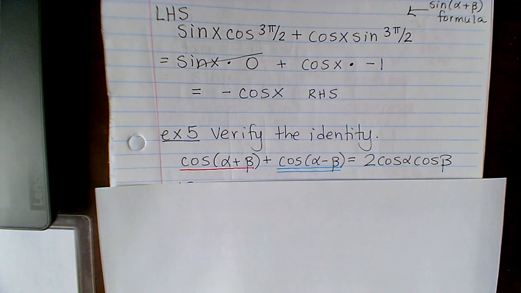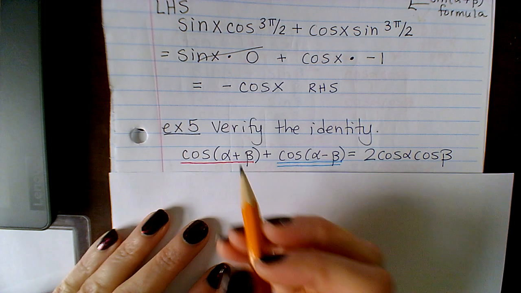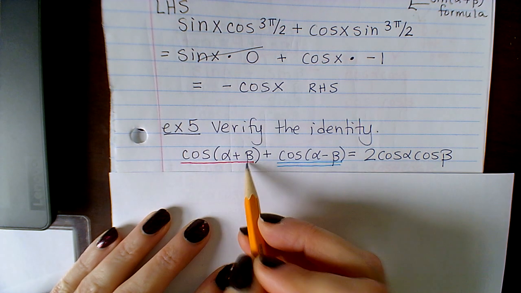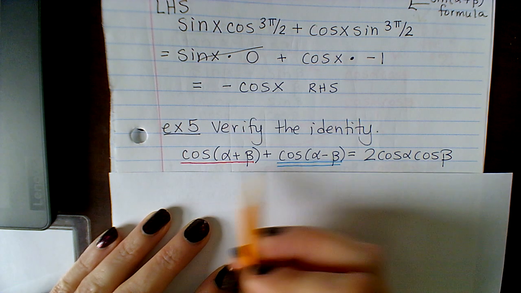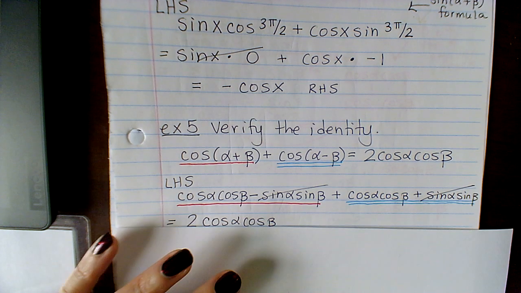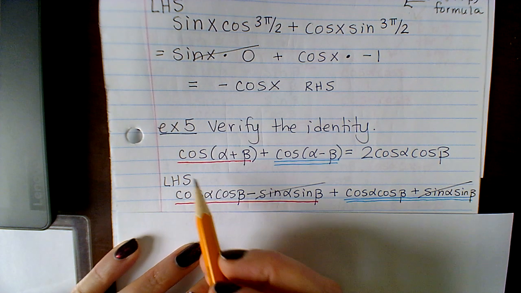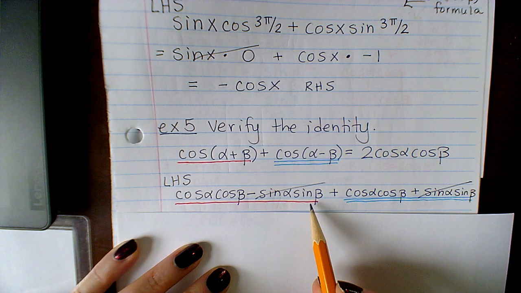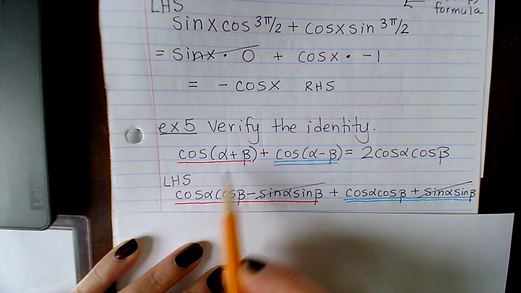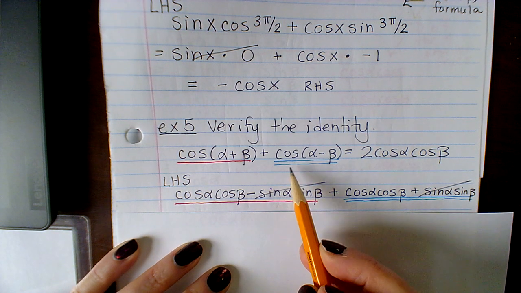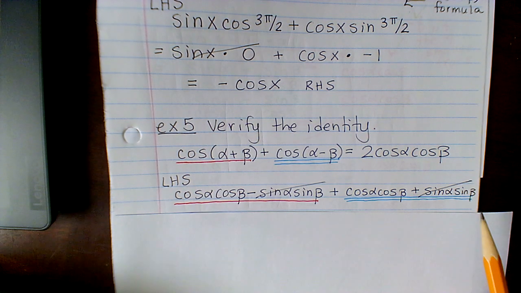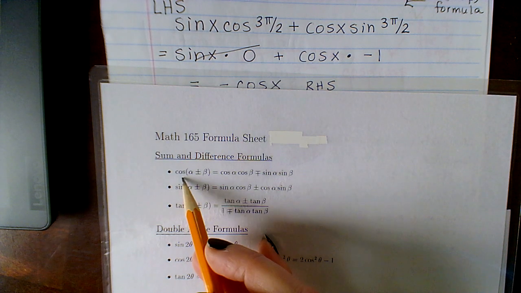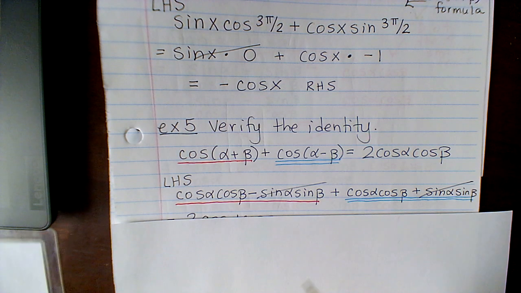Okay, next up, verifying the identity. This one, we're adding the cosine alpha plus beta formula to the cosine alpha minus beta formula. So we're going to start on this left-hand side. Now you can see that I color-coded this for you. The red right here is the cosine alpha plus beta formula. The blue is the cosine alpha minus beta formula. And from the formula sheet, I'm using these cosine formulas.